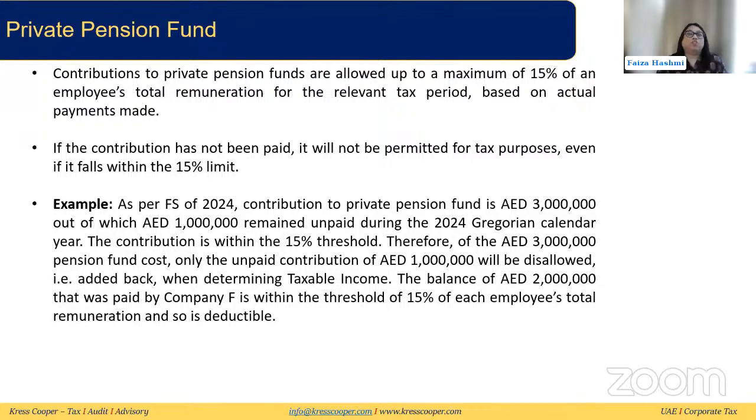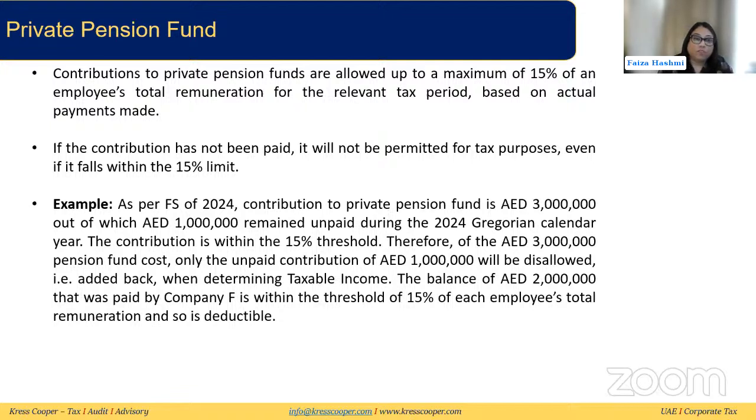So the guide also talks about private pension funds. Any contribution to a private pension fund is also allowed up to a maximum of 15% of an employee's total remuneration for the relevant tax period, based on actual payment made. So three things are important. First of all, the employees need to be the ones who are in the private pension plans. Second, the maximum contribution is 15% of the total remuneration. Then the third thing is that actual payment needs to be made. So all these conditions need to be met for the contribution to be an allowable expense.